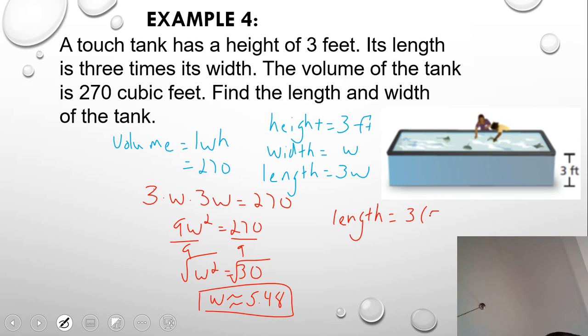So 3 times 5.48. And let's throw in the units, feet. So our length, if I do that math out, is approximately, and it's approximately because I'm rounding that square root, 16.44 feet. So again, we use square roots to solve this. That's just an example of a type of problem that you could see in the real world. All right? Good luck. Have a great day, guys.